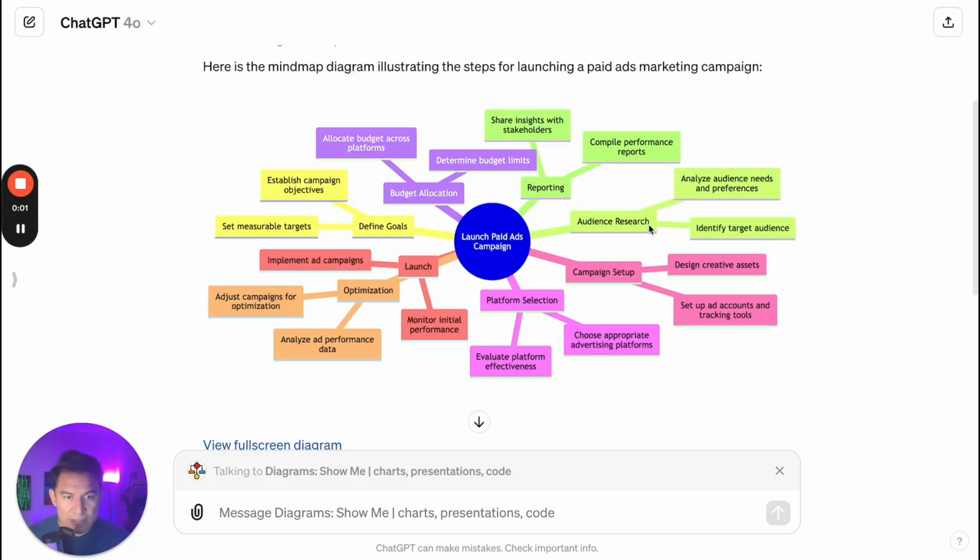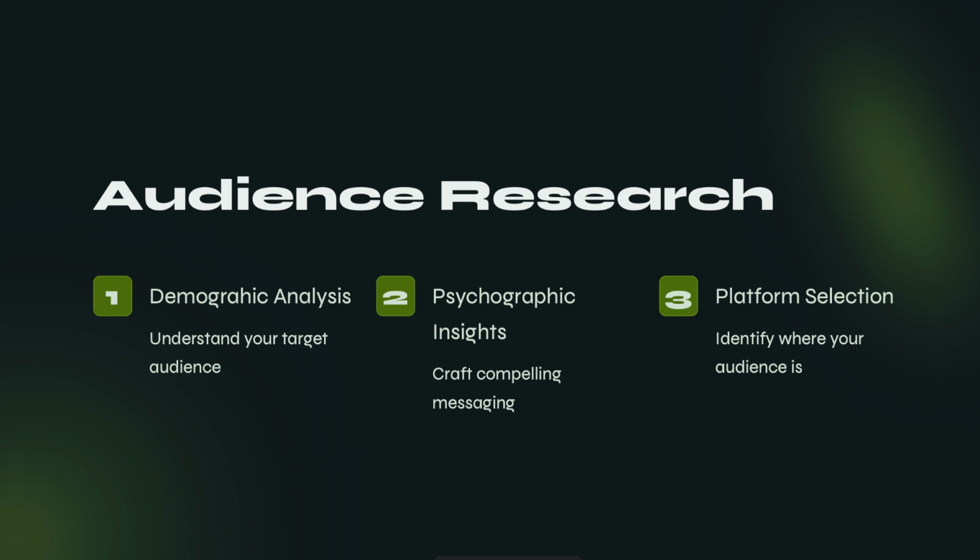So let's take a look here. We have audience research, campaign setup, platform selection, launch, optimization, define goals, budget allocation, reporting. So out of all these, the number one thing you have to do is your audience research. This is pivotal. This is the most important step when launching a paid ads campaign.